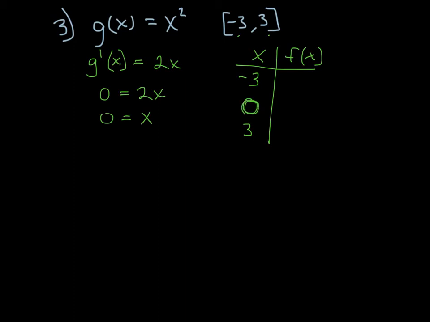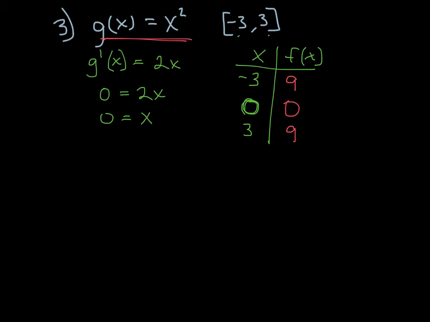All right, and so in this case, I'm going to plug those back into the original. So negative 3 squared is just 9. 0 squared is 0. 3 squared is 9. And I just wanted to do this because I wanted you to see that there are sometimes when you have the same exact absolute maximum, and that's okay.